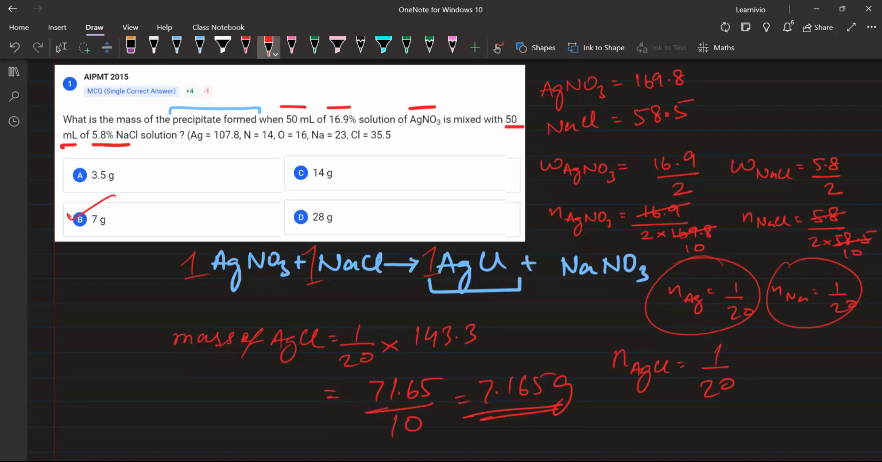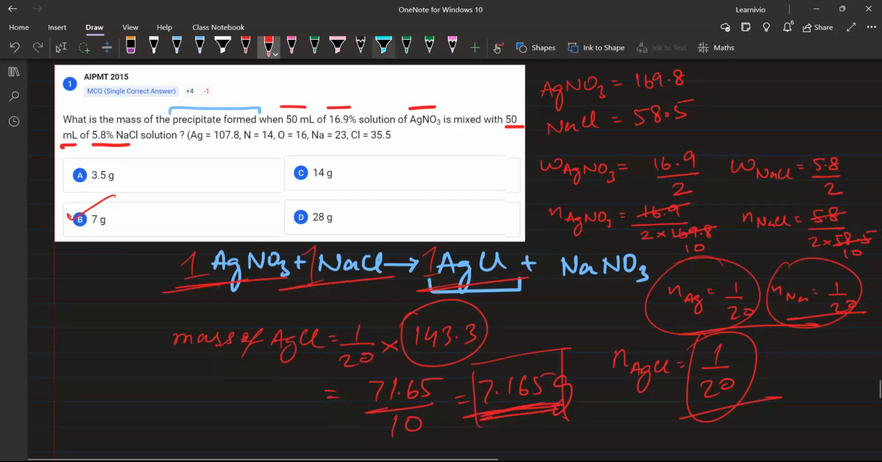Here we did not use the MCR method because directly you got that 1 mole of AgNO3 will react with 1 mole of NaCl to give you 1 mole of AgCl. If you have 2 moles, then from 2 moles you get 2 moles. Here also, having 1 by 20 moles will give you 1 by 20 moles of AgCl. Once you get the number of moles of AgCl, multiply it by the molar mass of AgCl to get the mass of AgCl. Does this make sense? Yes or no? Please tell me. Alia, Adam, and Nabil. Yes, sir.